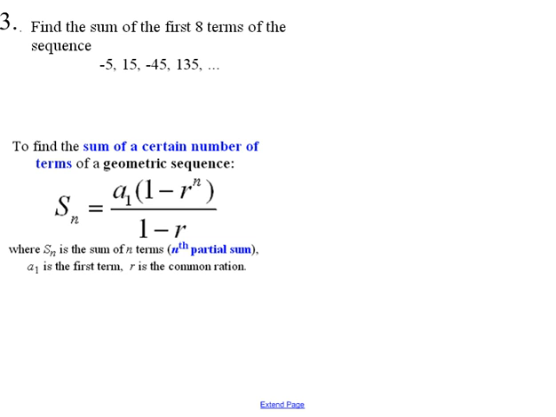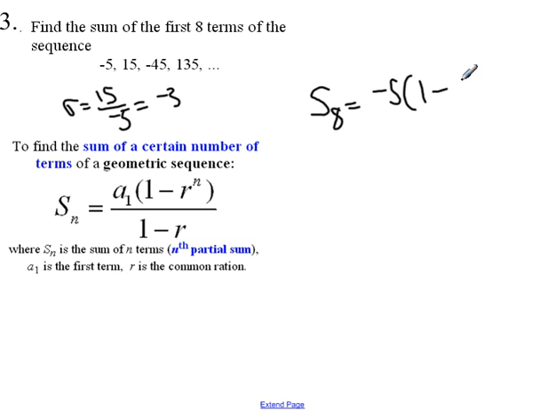So we are going to substitute. So we are going to write S. So we want the sum of the first 8 terms. We write that. That's S8 equals A1, so that's the first term, that's negative 5, times 1 minus R to the n, so that's the common ratio. So I have to figure out what R is. So R is going to be 15 divided by negative 5, which is negative 3.